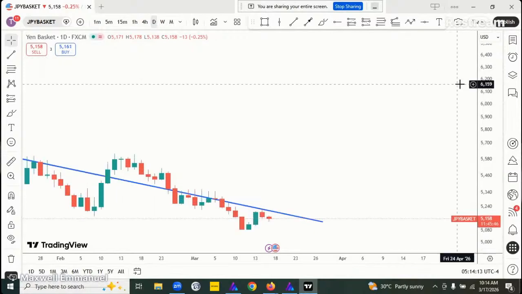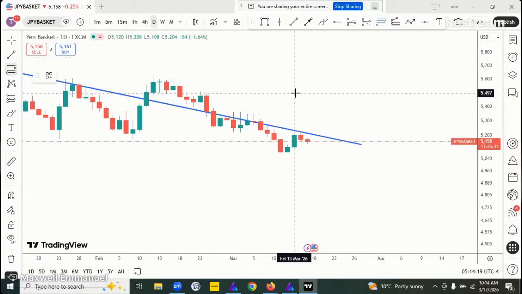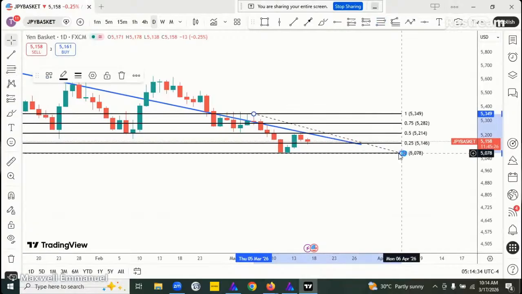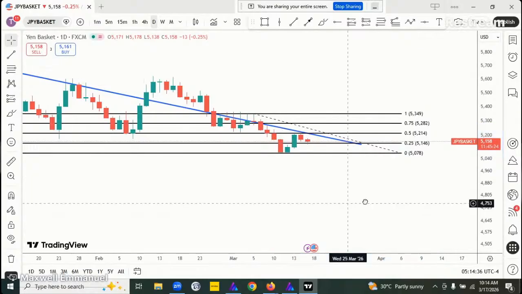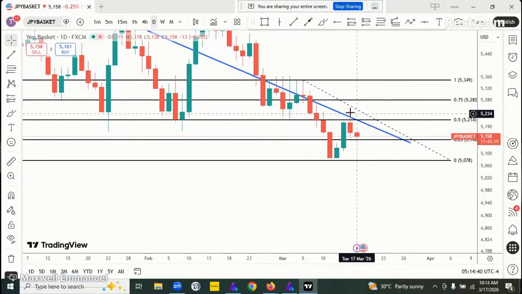So we'll see what played out on yen. I think if we apply our Fibonacci from this swing high, it did a 50% retracement, and then you can see the pattern that formed is a bearish swing candle. So this is a bearish reversal pattern.